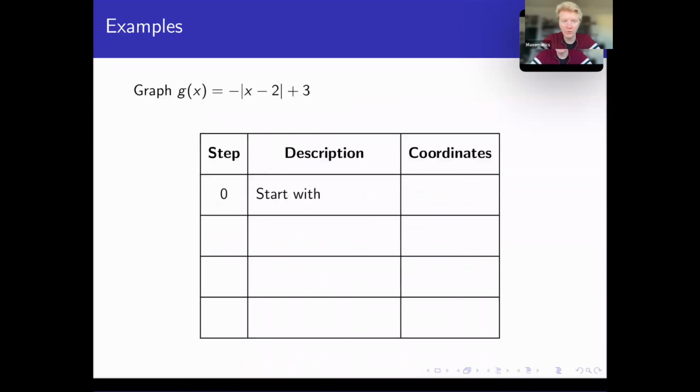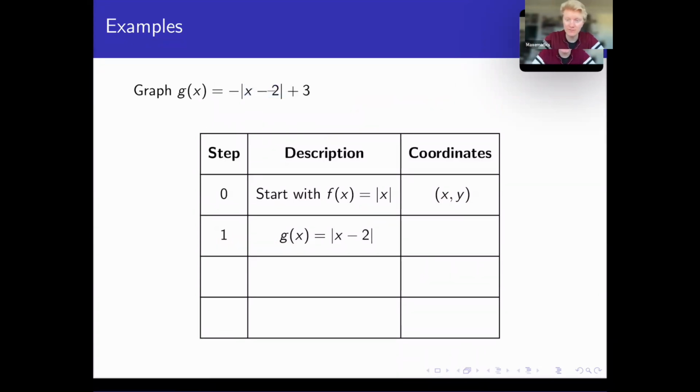Okay, let's do another one. We have negative absolute value of x minus 2, plus 3. Parent function here, where are we going to start? Absolute value of x. Now the order in which we do things is the order in which we apply things to x. So x minus 2 on the inside, right? You plug in some x and you would subtract 2 first.